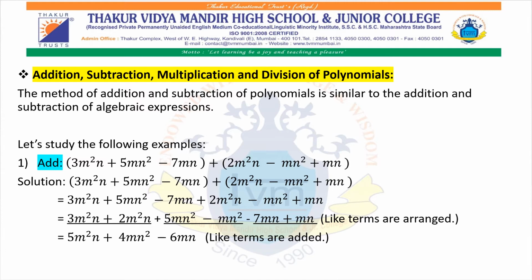So after that, 3m square n plus 2m square n, here we will get 3 plus 2, that is 5m square n. Next term is 5mn square minus mn square. So 5 minus 1, we will get 4mn square. After that, minus 7mn plus mn, that is minus 7 plus 1, is minus 6mn. So the like terms are added. So the answer is 5m square n plus 4mn square minus 6mn.